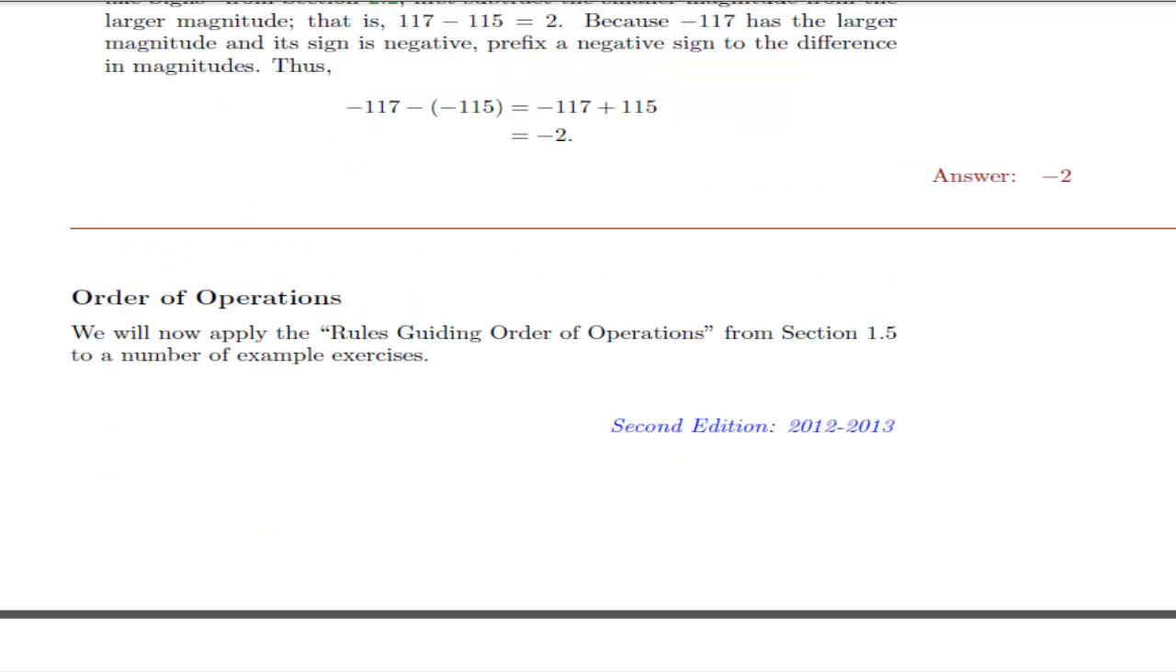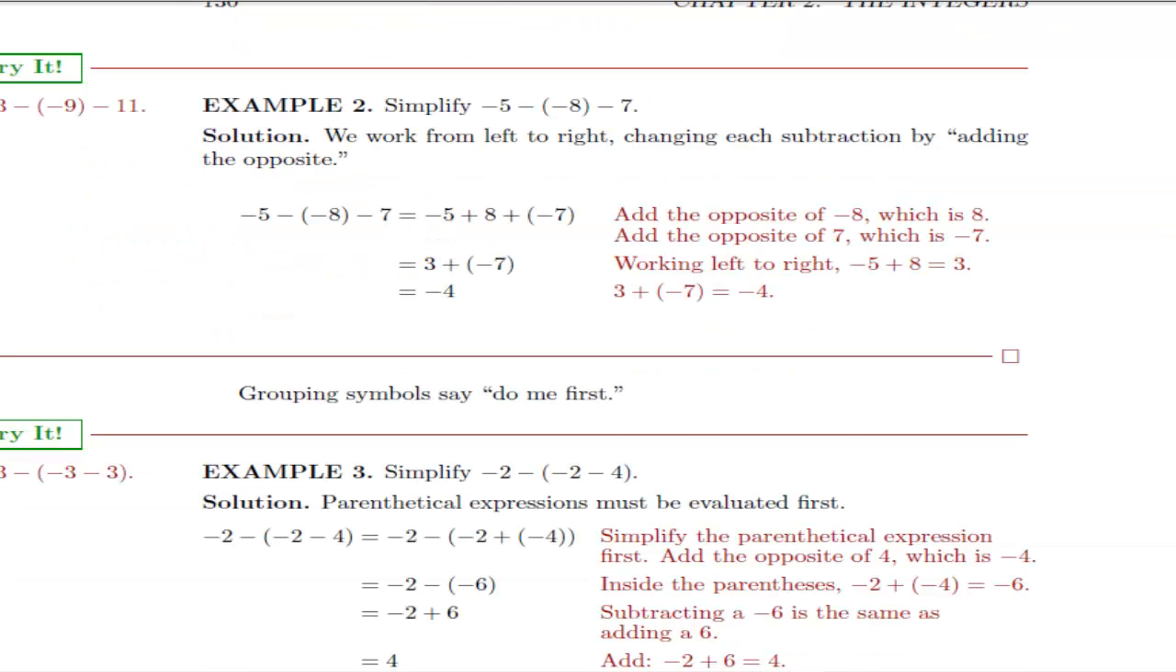Order of operations. We will now apply the rules guiding order of operations from Section 1.5 to a number of example exercises. Example 2. Simplify negative 5 minus negative 8 minus 7. Solution. We work from left to right, changing each subtraction by adding the opposite. So, change it to negative 5 plus 8 plus negative 7, since the opposite of negative 8 is 8 and the opposite of 7 is negative 7. Then, negative 5 plus 8, working from left to right, is 3, and 3 plus negative 7 is negative 4.